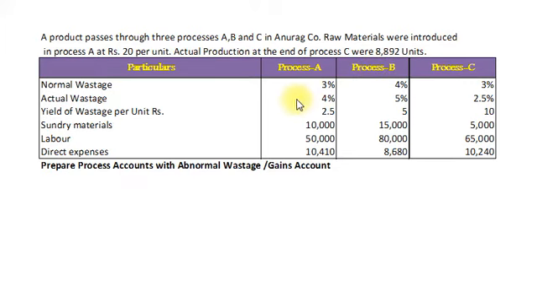The most important part of the question is we are given normal wastage 3%, 4% and 3%, and the second is actual wastage 4%, 5% and 2.5%. And yield of wastage per unit means wastage realized as scrap in each process is available, and other cost elements are given. So very first we will calculate raw materials introduced in process A with the help of assumptions.